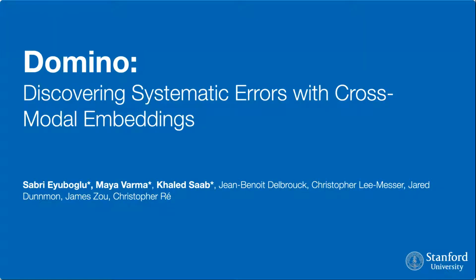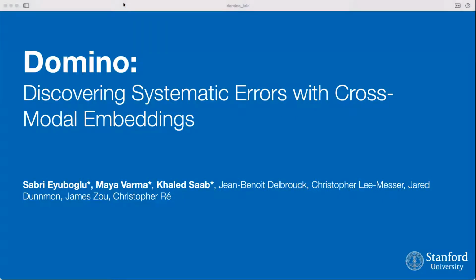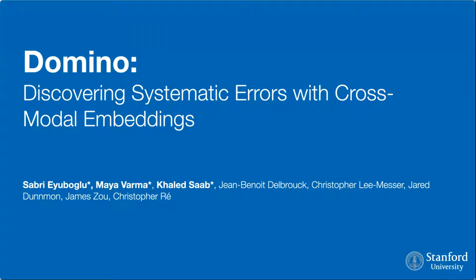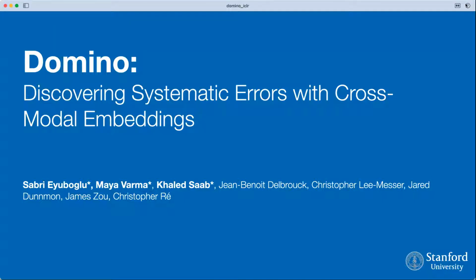This week, we have Sabri Eyuboglu from Stanford here with us to present his work on discovering systematic errors with Domino. Sabri is a second-year CS PhD student in the Stanford Machine Learning Group, co-advised by Chris Ray and James Zhou. He is broadly interested in methods that make machine learning systems more reliable in challenging applications. To that end, he has recently been working on tools that help practitioners better understand the interaction between their models and their data.